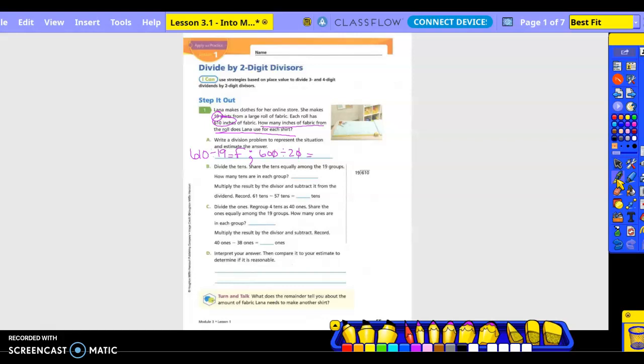Which equals, mark off the 0, mark off the 0. 60 divided by 2 is about 30 inches, right? Okay, divide the 10s. Share the 10s equally among the 19 groups. How many 10s can go into each group?